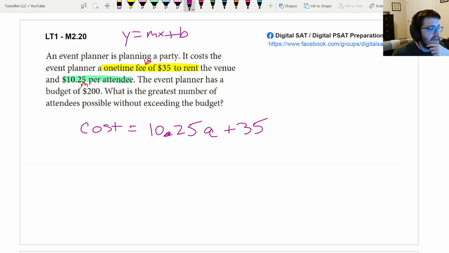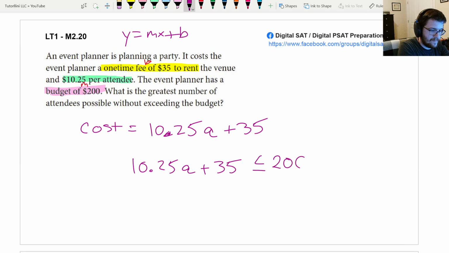Okay, so now it says the event planner has a budget of $200. So that means budget means you can't spend any more than $200. So it has to be at most $200, which we talked about before, is less than or equal to. So we're going to do 10.25A plus 35 is less than or equal to 200. This is a linear inequality. We're going to solve it just like an equation. 200 minus 35, so I get 10.25A is less than or equal to 165.